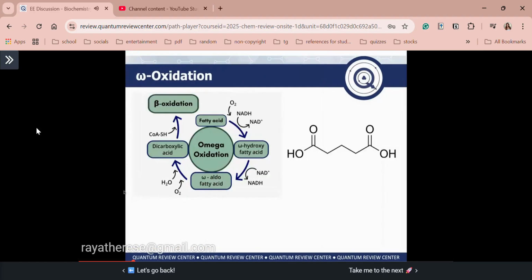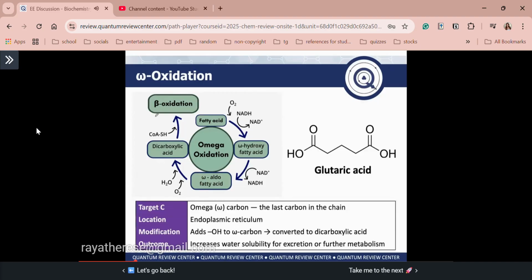Let's discuss briefly your omega oxidation. See, this is an alternative pathway other than your beta oxidation. So class, this is triggered or activated when our beta oxidation is impaired. So meaning, pwedeng may lack of enzymes or may defect ang enzymes that participate in beta oxidation. For instance, we have your glutaric acid. So class, your omega oxidation, of course, ang first one is the hydroxylation of your fatty acid, and hence it will form its hydroxy derivative.